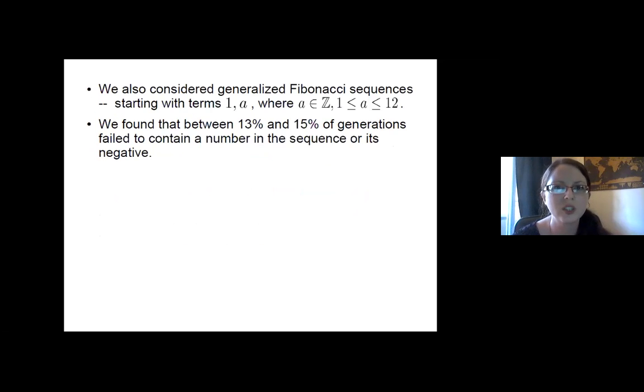And we also did this for generalized Fibonacci sequences where we're starting with terms 1 and A, where A is an integer between 1 and 12. And again, calculating a little further in the tree, it seems that between 13 and 15% of generations fail to contain a number in the sequence. So it turned out that maybe the original question wasn't all that interesting once we found a counterexample, because maybe there was no real connection between the Fibonacci numbers and this tree.